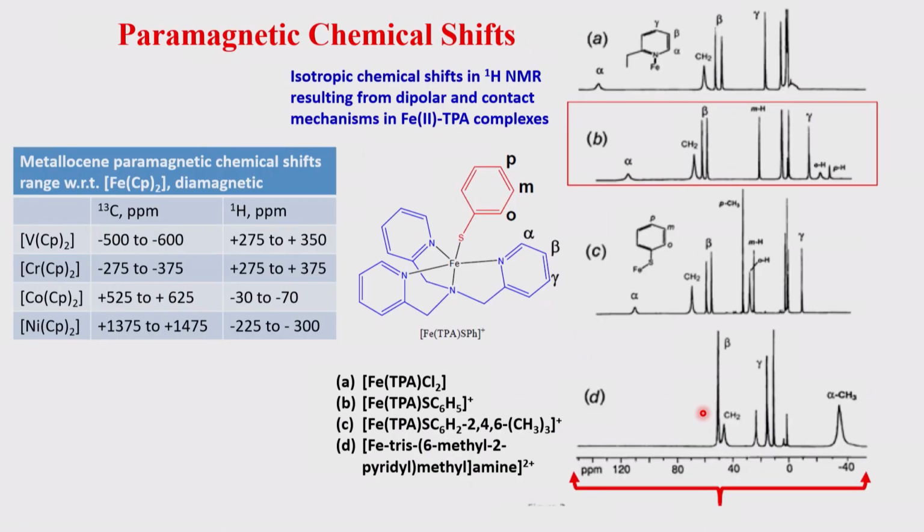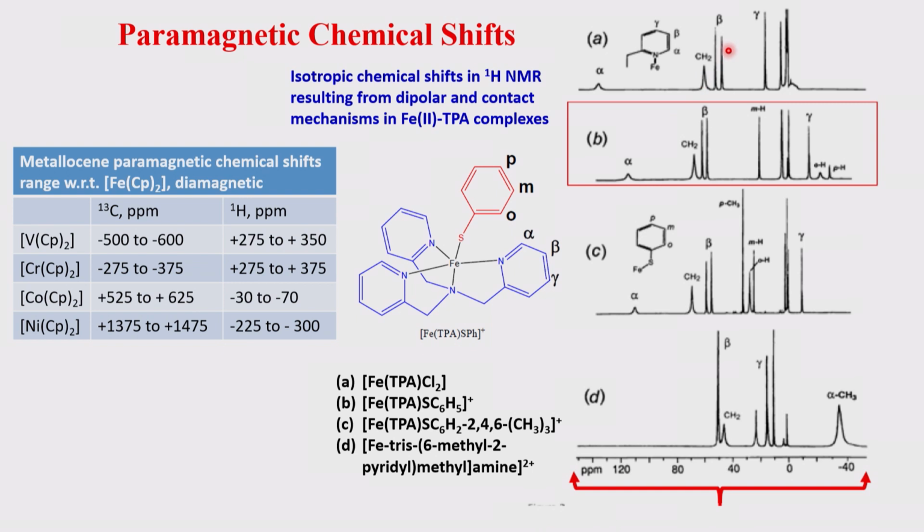Some general examples for paramagnetic: for example, if you take the cyclopentadienyl sandwiched compounds, which are called metallocenes, with iron being well known. Then you have vanadium, chromium, cobalt, and nickel. So you see that they show in the carbon 13 NMR, some of them negative, some of them positive. This is for the carbon of the cyclopentadienyl. The proton of the cyclopentadienyl again shows positive range, negative range. So these are all because of the paramagnetic influence at the Cp ring.